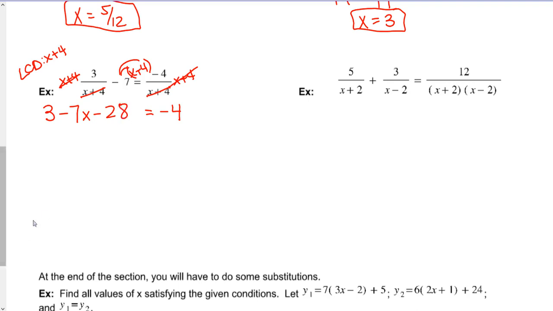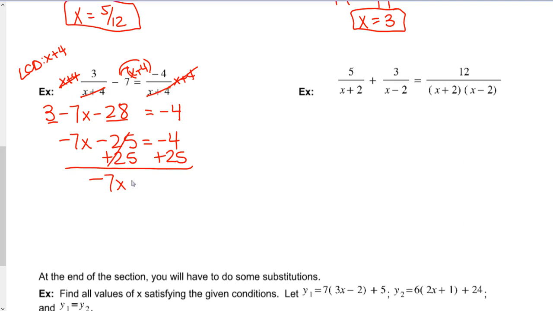So now I'm going to combine to solve for my x value. I'm going to combine this and this. Now I'm going to rewrite negative 7x. 3 minus 28 is negative 25 equals a negative 4. I'm going to add 25. Therefore, I get negative 7x on the left because this cancels, equals a 21. Now divide by the number next to the letter. Therefore, x equals a negative 3.